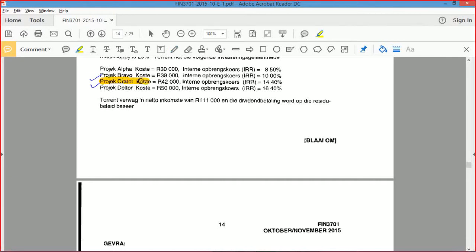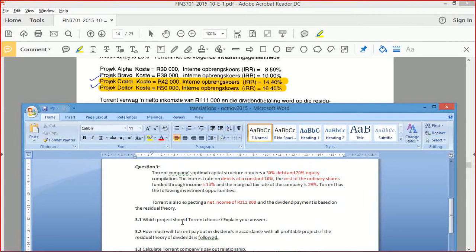Okay, then the next bit was looking at the residual theory of dividends. Let me put up the question here. So that first one was for 6 marks, eh? Yes, just check the mark allocation. I think it was for 6. That was 6, yeah.